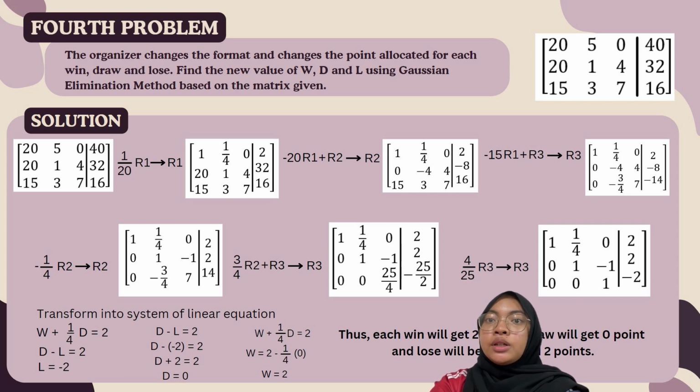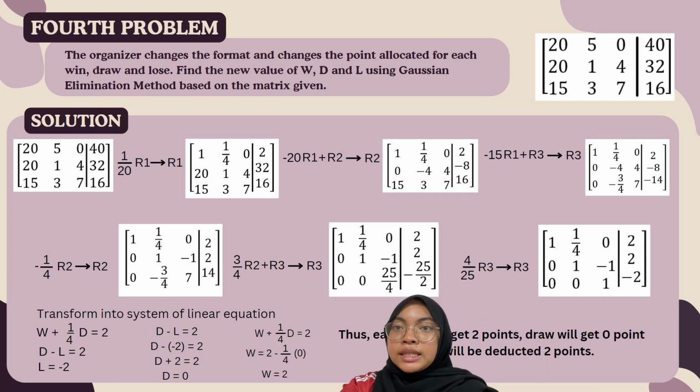Then we reduce to 0 the constants under the leading one on the second row. Lastly, row 3 also doesn't have a leading 1. To get the leading 1 in row 3, we multiply 4 over 25 with R3 to get 0, 0, 1 and negative 2 on row 3. For the last step, we need to transform it into a system of linear equations and substitute until we get the values for L, D and W.